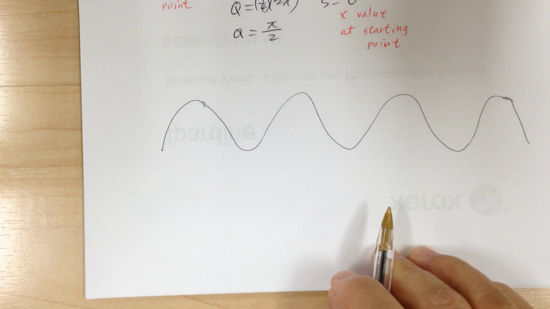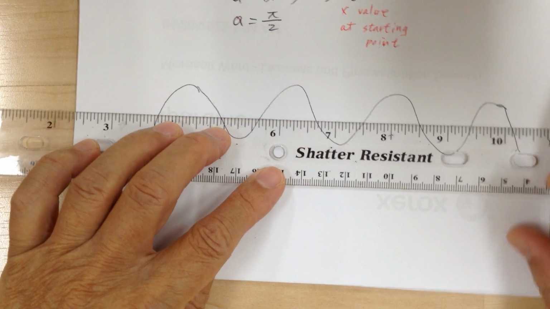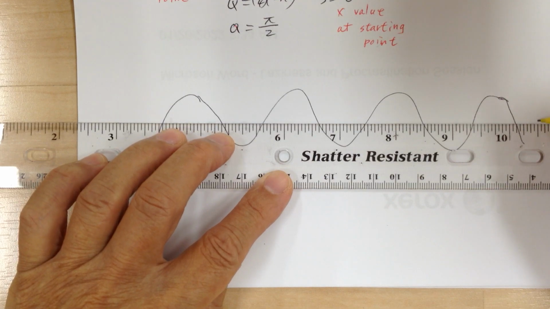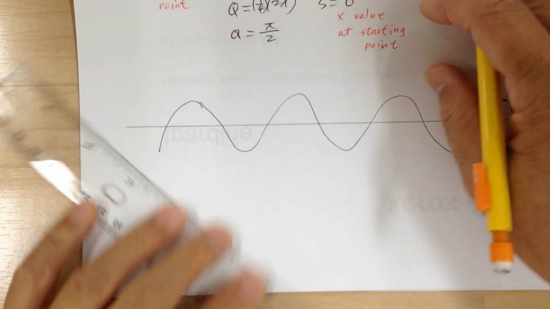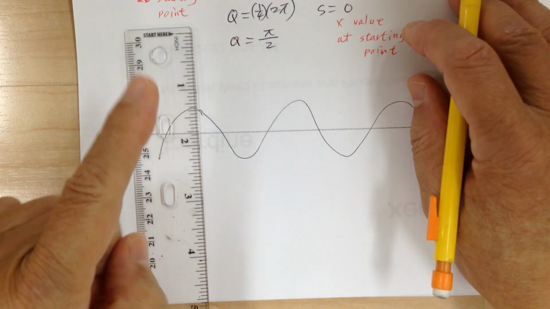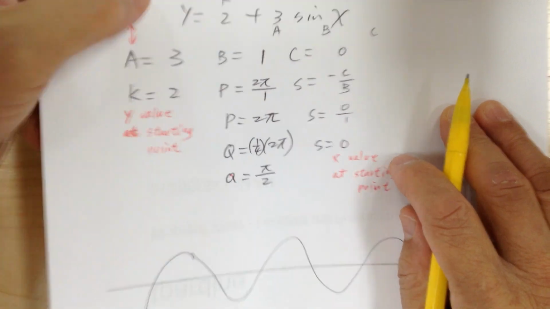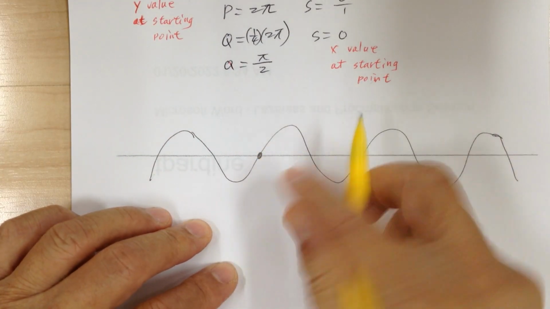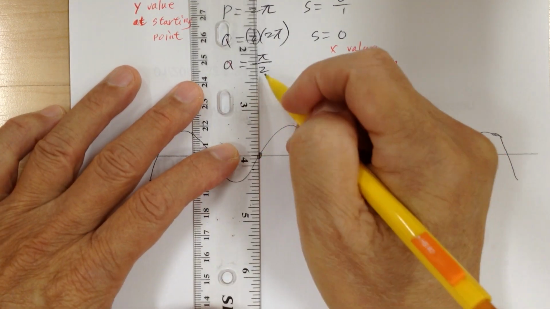Then from the wave, you want to maybe use the pencil for now because it may not be the final graph. Remember, you have to know where the sine starting point is. The sine graph's starting point is right over here. So let's go and do the y first.